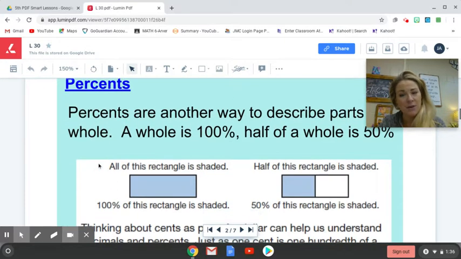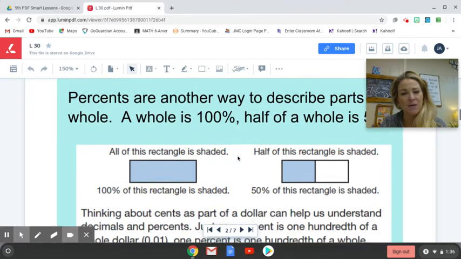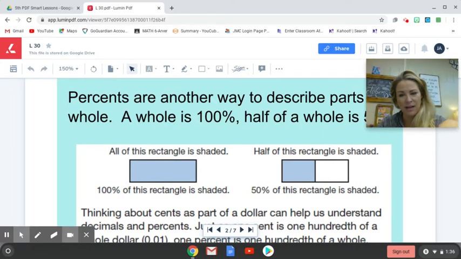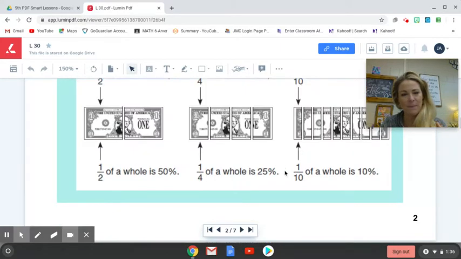Percents. Percents are another way to describe parts of a whole. A whole is always considered 100%. Half of a whole then would be 50%. So this is a lot of writing. I typically really don't like this much writing in math. It gets overwhelming. Just looking at these two rectangles here, it's pretty easy to see this first rectangle right here, 100% of it is shaded. If we were talking in terms of percents, right here, it's pretty visible that 50% is shaded.